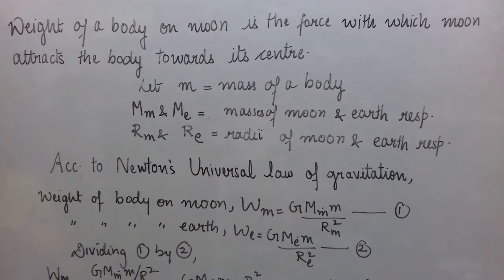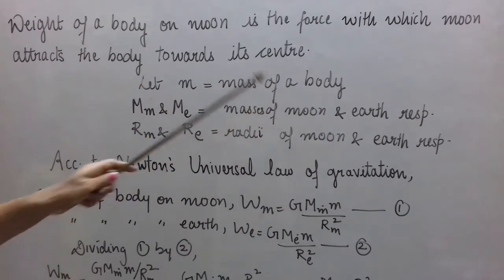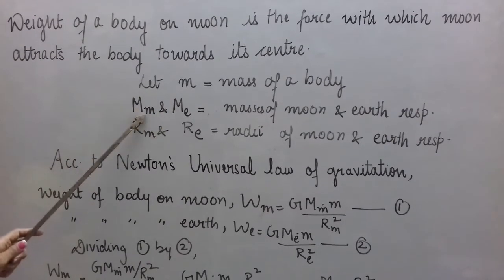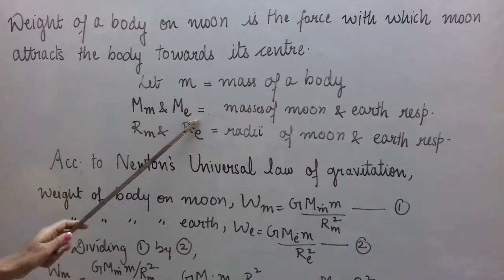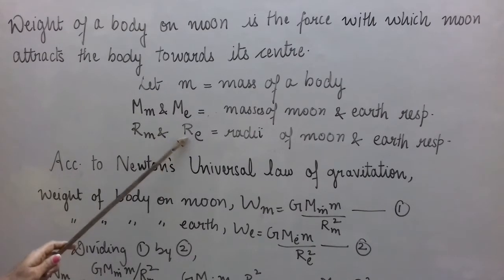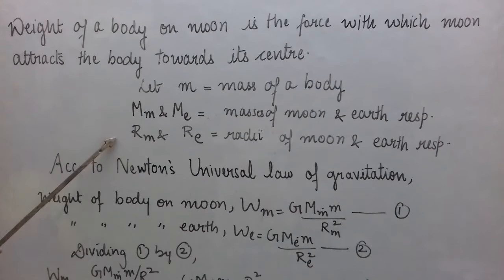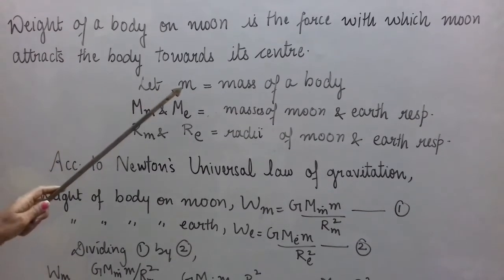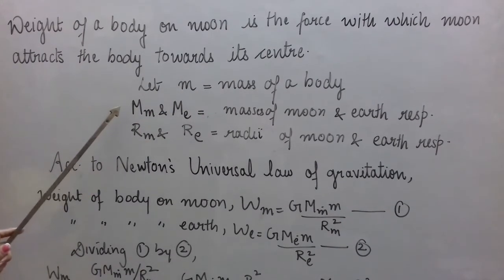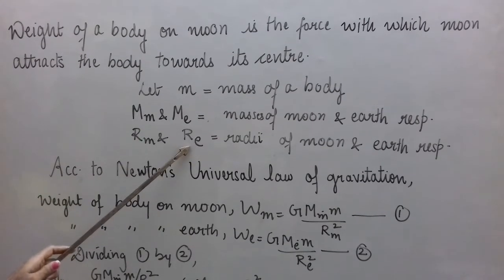So let us consider small m is mass of the body, capital Mm is mass of moon, and Me is mass of earth. Let Rm be radius of moon and Re be radius of earth. I have written them together so that I can use less space. Okay. So this is an introduction. In introduction you have to mention that m is the mass of body. You have to mention about masses of moon and earth, radii of moon and earth.